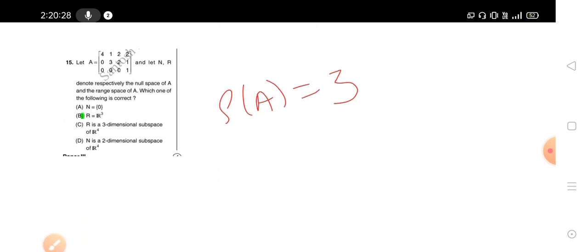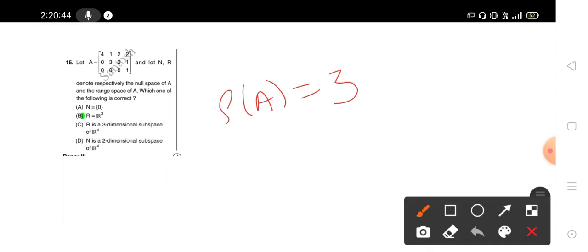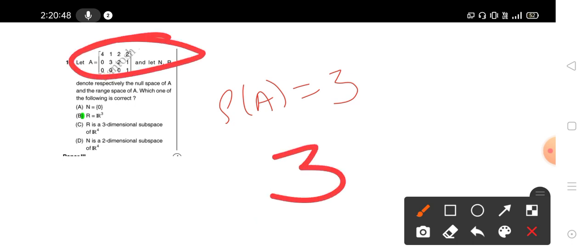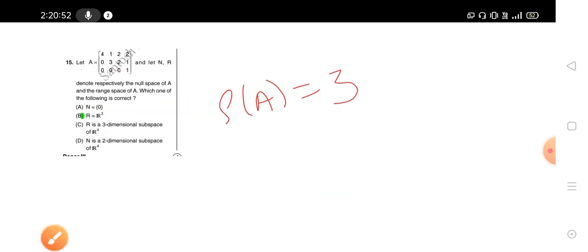Next question. Let A be given, and N and R denote respectively the null space of A and the range space of A. Which one of the following is correct? Here find rank and nullity. Finding the rank, we get the rank is 3. In this matrix the rank is 3, and therefore answer B is correct, R equal to R cube.